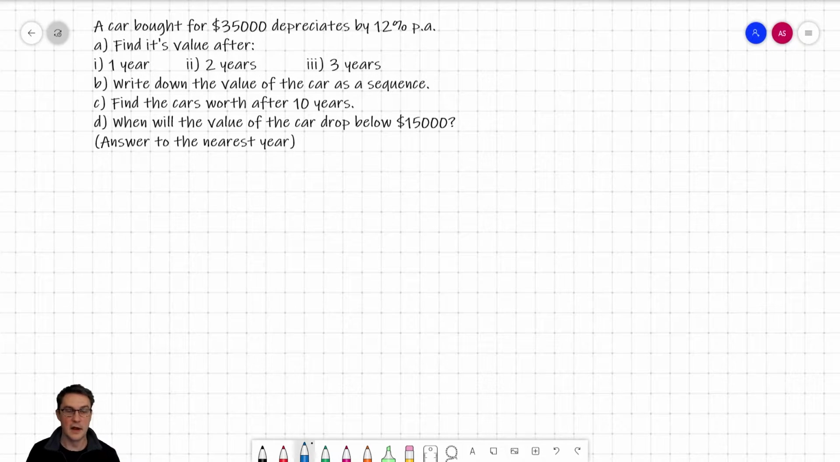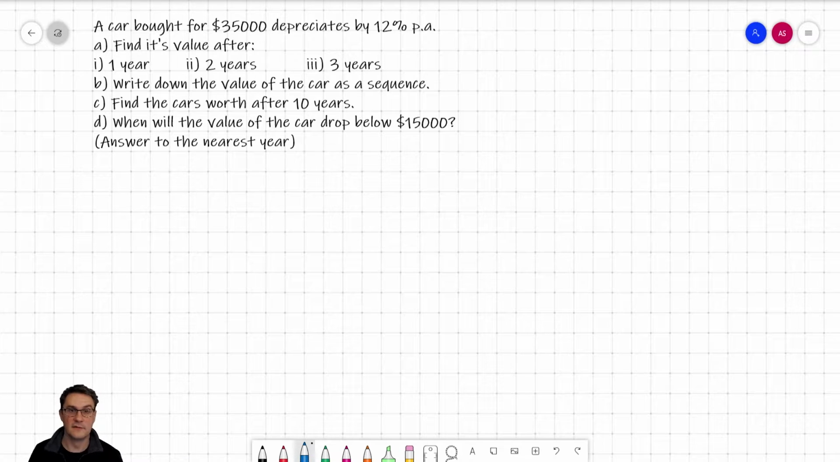Okay, we've got another example of a geometric series, and we're told here a car bought for 35,000 depreciates by 12% per annum. Now we're asked to find its value after 1 year, 2 years, and 3 years. We're also asked to write down the value of the car as a sequence, and then we're asked to find the car's worth after 10 years.